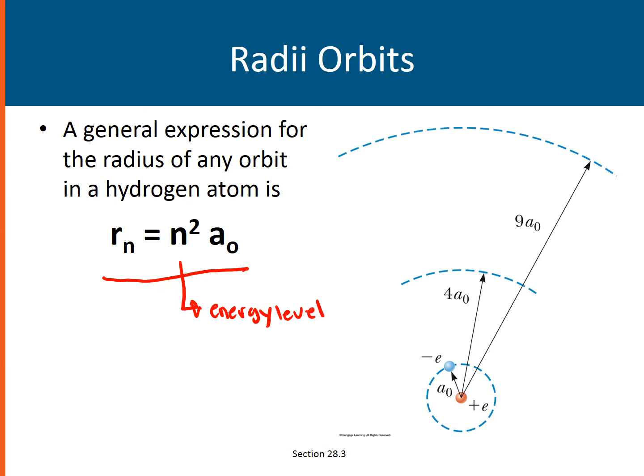So if we have here a proton, and we have here the electron, the radius of the first energy level is just equal to the Bohr radius. Now the radius of the second energy level would be equal to 4 multiplied by the Bohr radius, and for the radius of the third energy level, it's going to be equal to 9 a sub 0, or 9 multiplied by the Bohr radius.